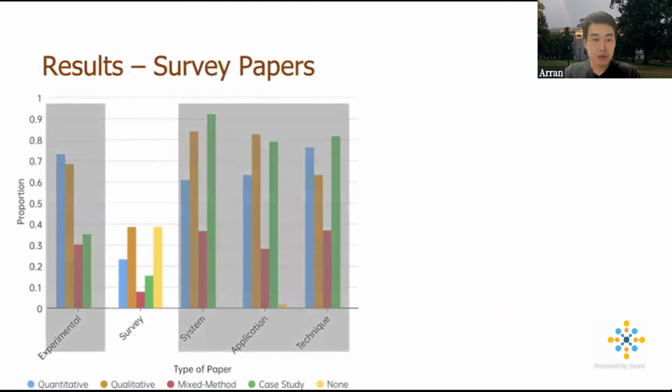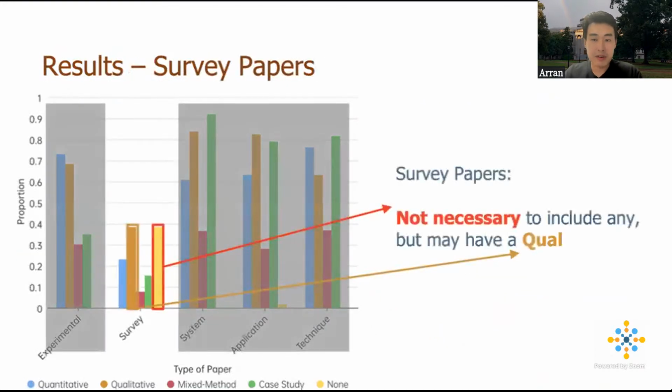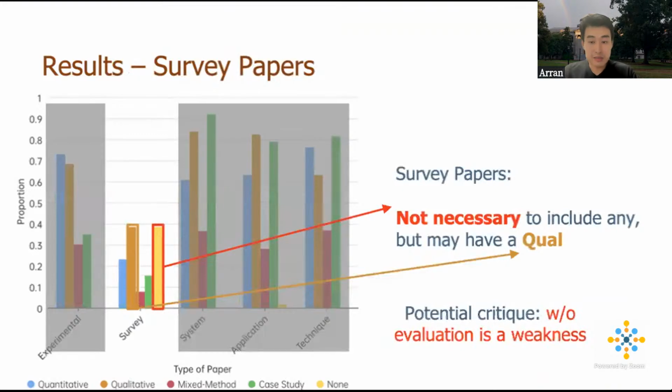For the other paper types, like survey papers, we found a relatively low number of evaluations overall, and likely half of them have qualitative interviews. It seems we do not necessarily need to include any evaluations for survey papers, but you may receive some potential critiques if you don't have any evaluations, like no evaluations could be effectiveness. It's like what we experienced this year. And let's see another example of a survey paper.